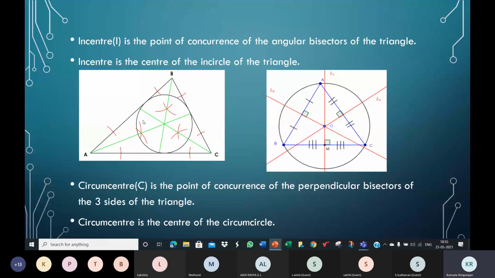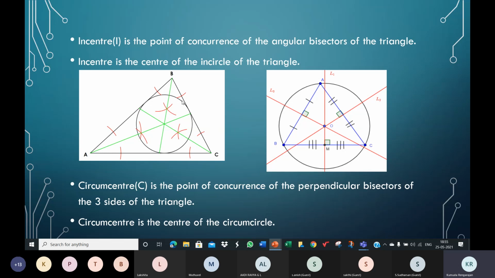So this figure, children, you see this triangle ABC. This is the procedure to construct the incircle. You'll have to bisect the angles. See, the angles are bisected. What you see here is the bisector of angle A. This one is the bisector of angle C. And this one is the bisector of angle B.